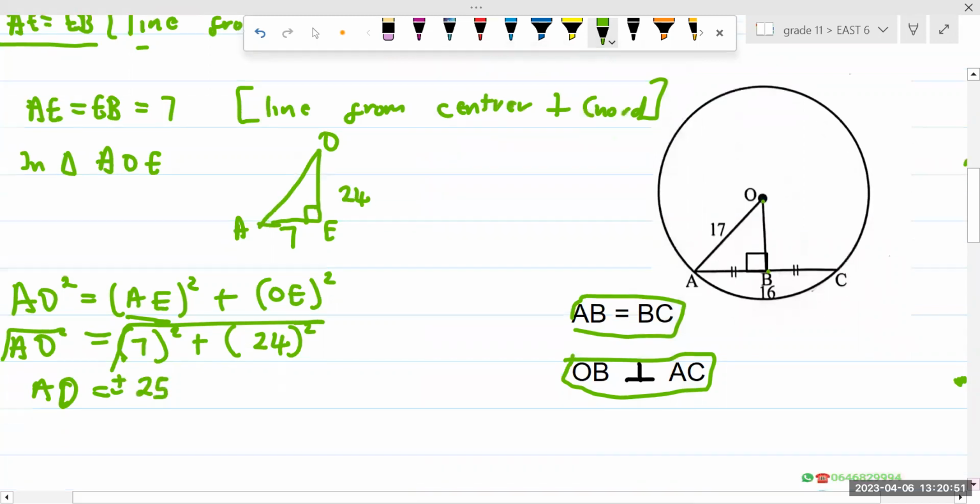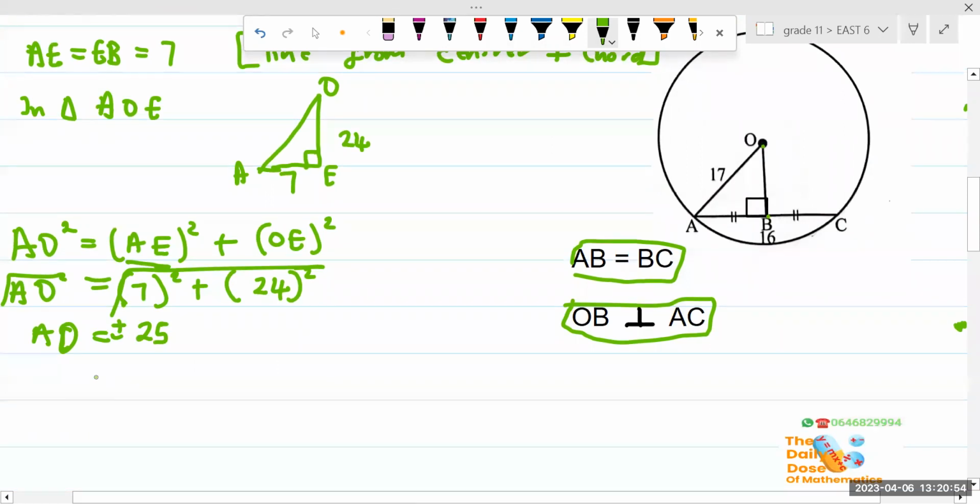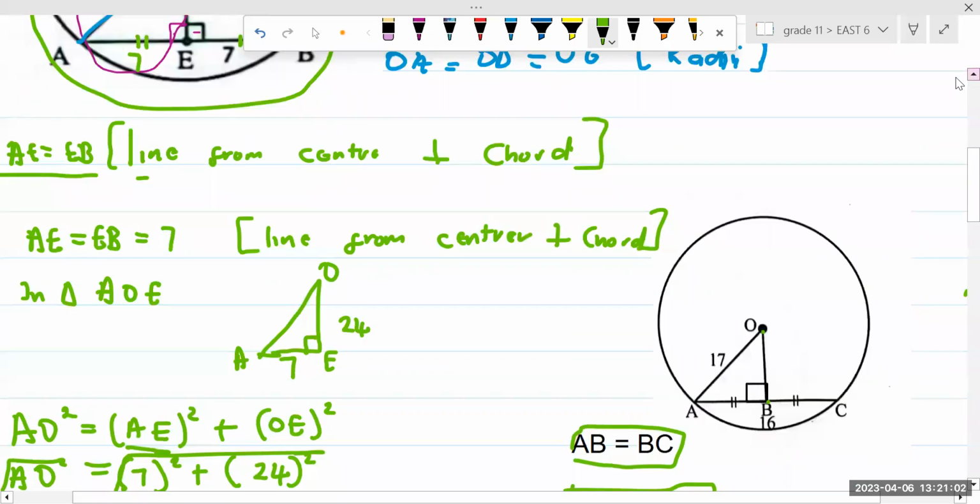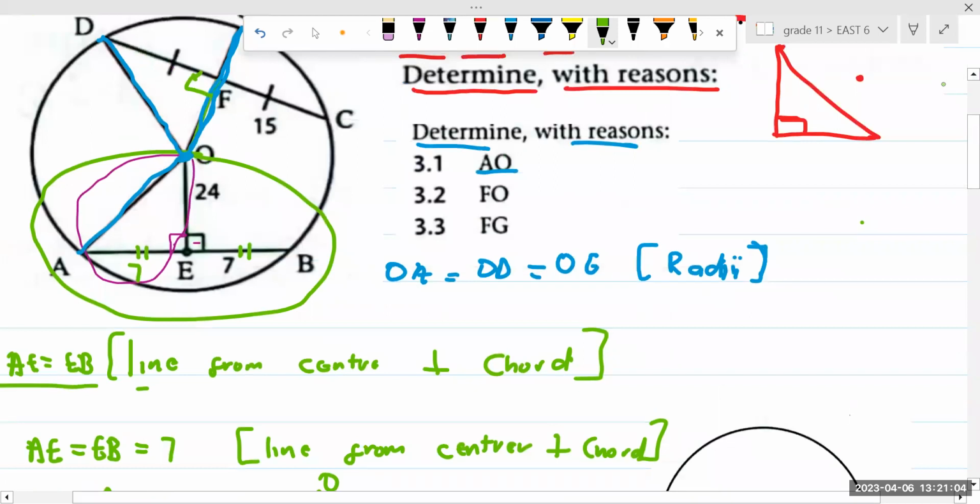Now we are talking about the radius, and this is the length of something. So the length is always going to be positive. So we'll say this length here is going to be 25. Since they didn't give us any unit, we'll just write it exactly the way it is. We'll simply say 25 units. So that's the first part. And then we go to the next one.